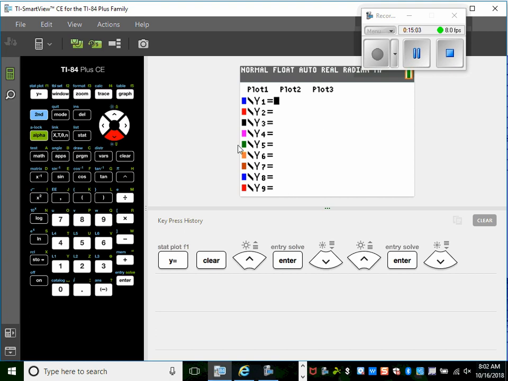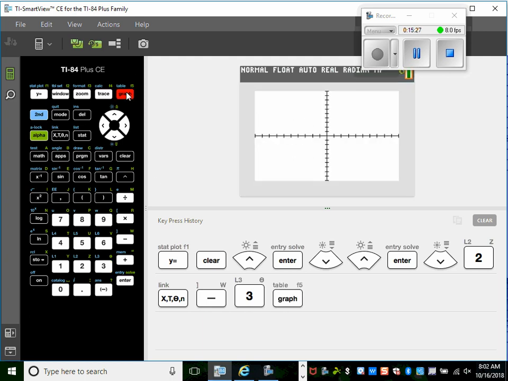All right, so we're going to put in 2x minus 3. So we're going to hit 2. And here's the x key right here. It's right beside the alpha key. So you get 2x, and make sure you hit the minus key off to the side. Don't hit negative at the bottom. 3. And now we can actually hit graph and see what it looks like. There's the graph of it.